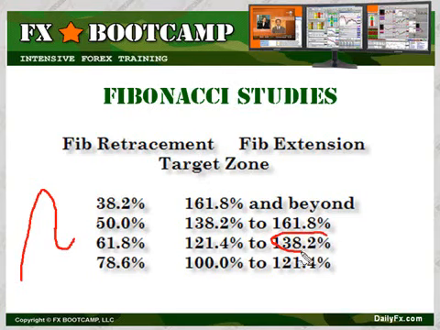Okay, a 618 is a 121.4 to 1382. Really what I'm looking for here is a 1382. But I'm telling you, if it hits 121.4 and wimps out, don't be a tough guy. Take your money and run. What's the big deal? The extra pips aren't that much.